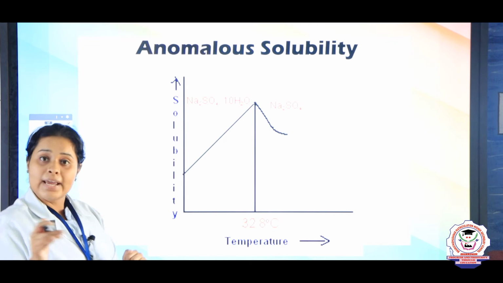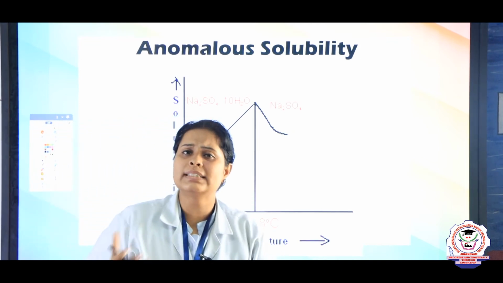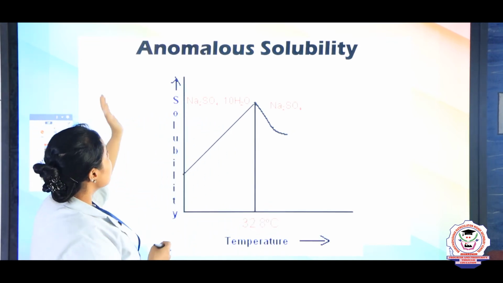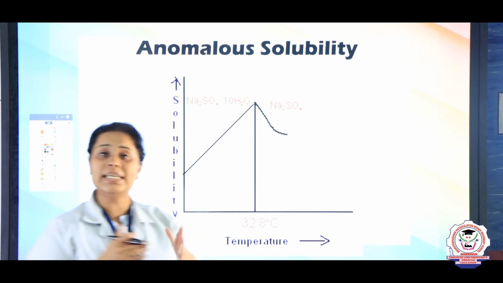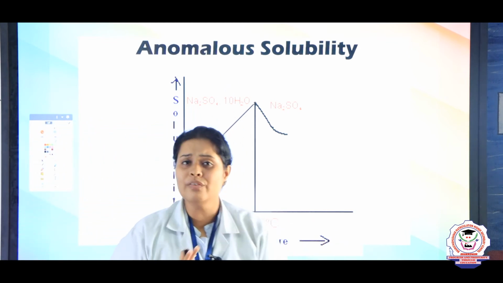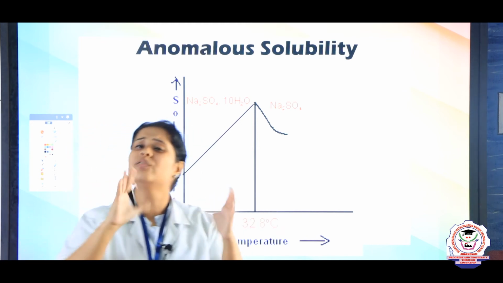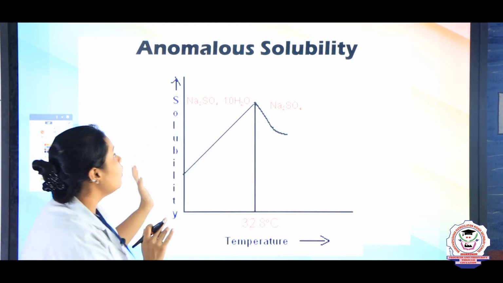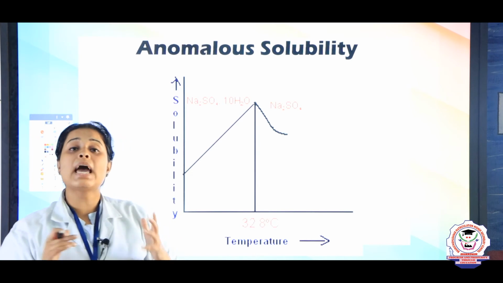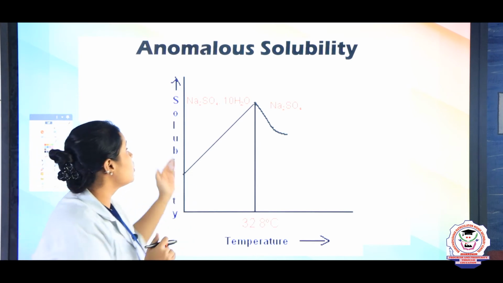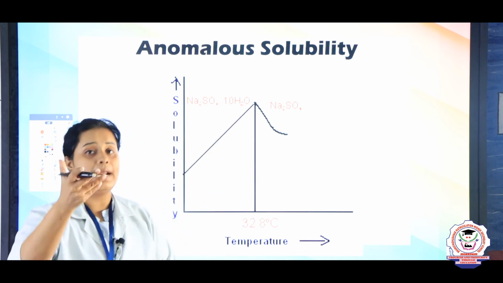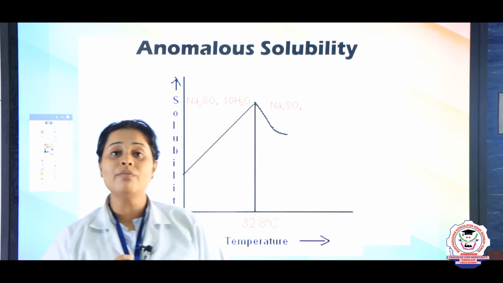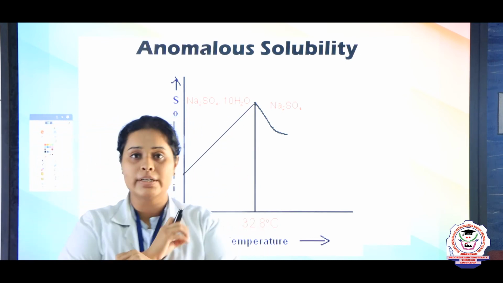After that, there is a different kind of solubility thing. That solubility is known as anomalous solubility. And children, anomalous means something different kind of procedure or different kind of thing which you are going to see here. So, for example, we are taking Glauber's salt. Glauber's salt is nothing but it is sodium sulfate decahydrate. That means there is presence of 10 molecules of water inside that.